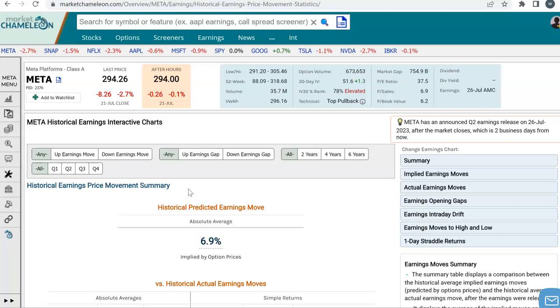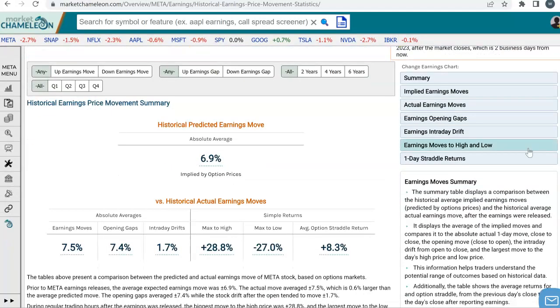You may want to take a look at history to see how often the stock moved far enough at any point of the day to cover the cost of that premium. What we're going to do here is use Meta as an example. I'm going to click on this earnings move to the high or low of the day. So let's click on that.